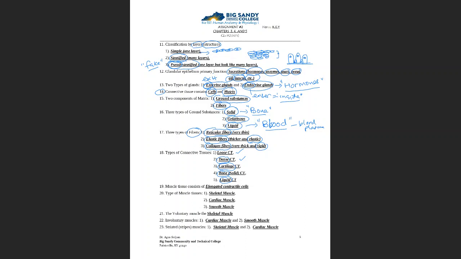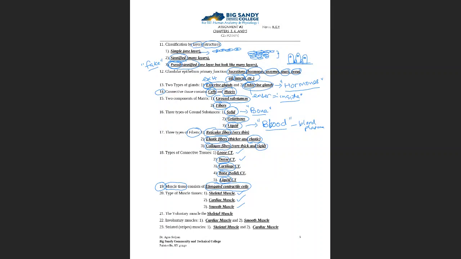The next one, okay, the third type of tissue is called muscle tissue. And muscle tissue consists of elongated contractile cells. The cell that is long and able to contract and stretch. That's the muscle tissue. There are 3 types: skeletal muscle, cardiac muscle, and smooth muscle.